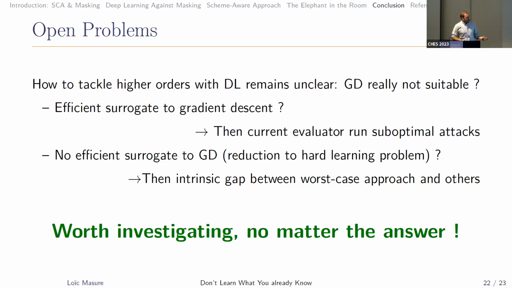Otherwise, if there is no efficient surrogate to gradient descent, could we make a reduction of this problem to some hard learning problem? Well, this is an open question yet. But then that would mean that there is an interesting gap between the worst case approach that the academic world considers in the masking proofs, for example, and the concrete approach that evaluators do in evaluation labs. But my point here is that regardless of the answer, this is worth investigating.